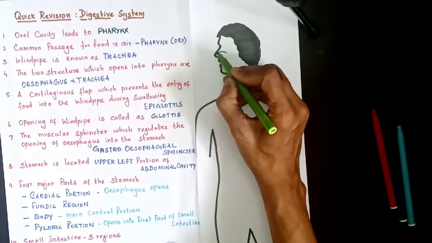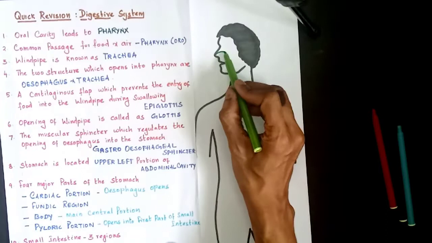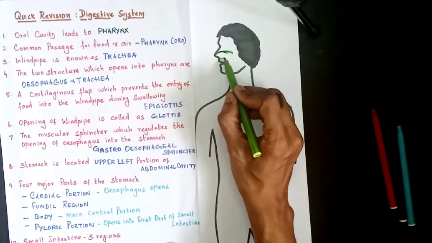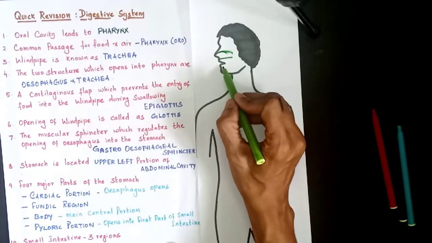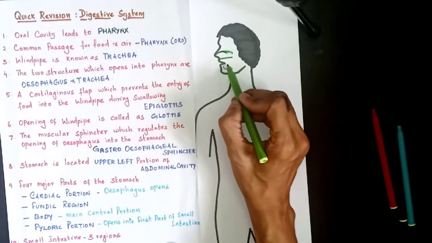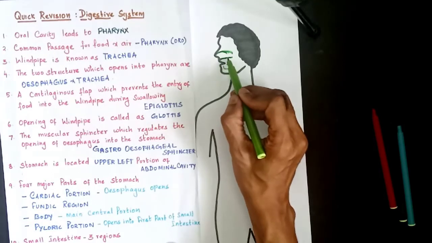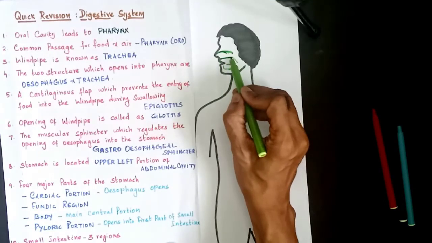This is nose. I'm going to draw nasal cavity, okay? This is the nasal cavity. Here you have lips. You have upper jaw, that is the maxilla and mandible. Here you have tongue. So this is the oral cavity. So maxilla, tongue and mandible. This forms the oral cavity.